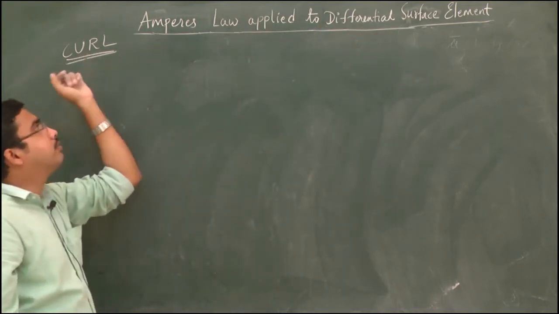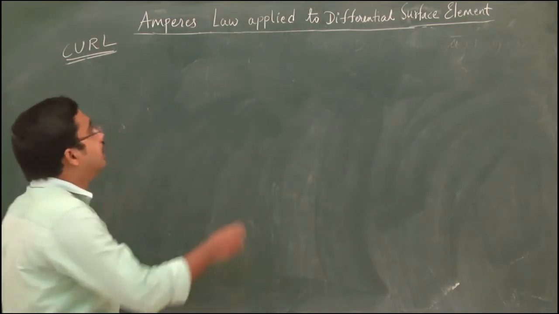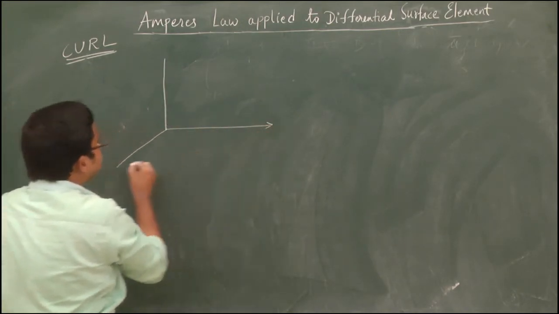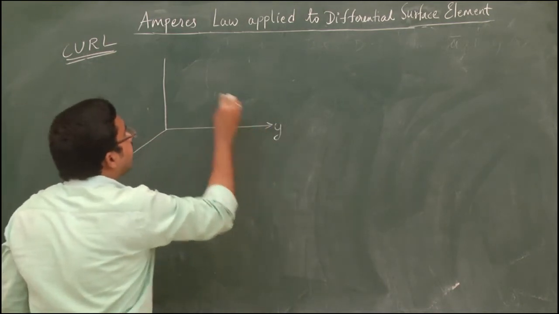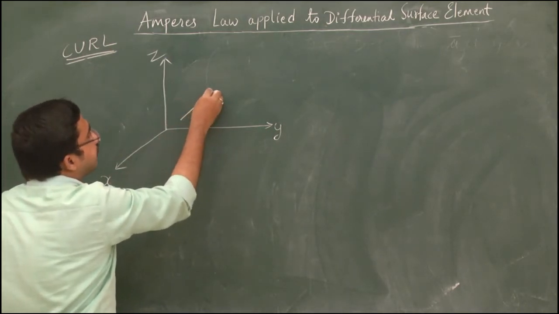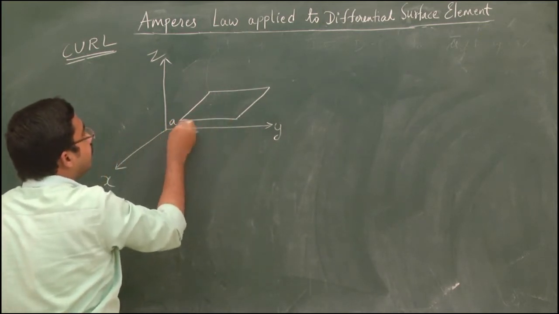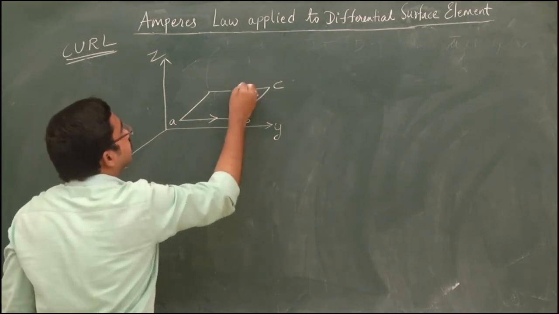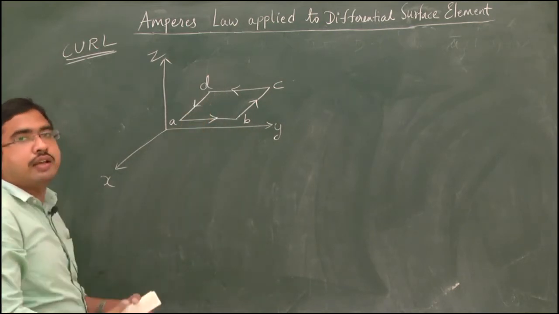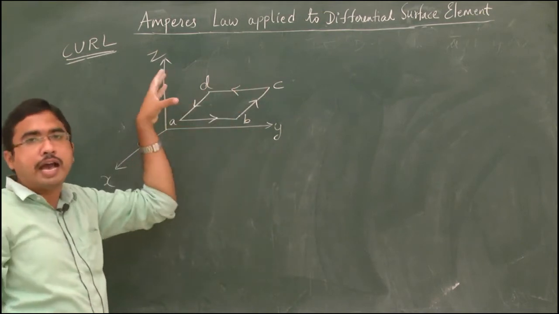Now, to understand the concept of curl, first we should apply Ampere's circuital law to a differential surface element. Let us consider a differential surface element like this. The three-dimensional system X, Y, Z. Consider an Amperian path, that means a closed path A, B, C, D, which I am taking in anti-clockwise rotation. Okay, A, B, C, D. This is the closed Amperian path.